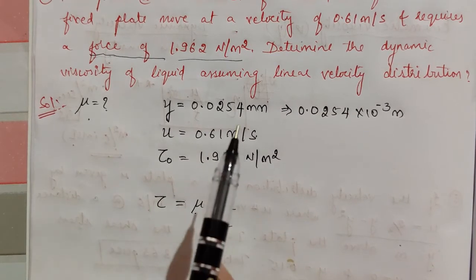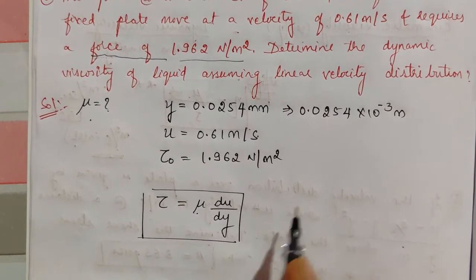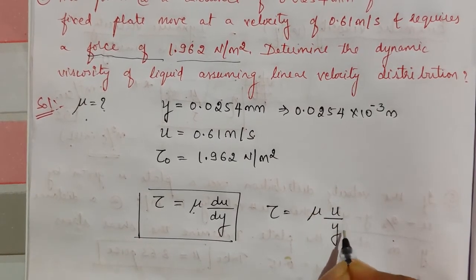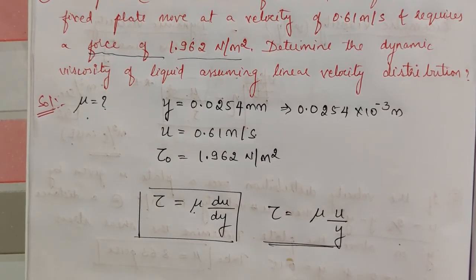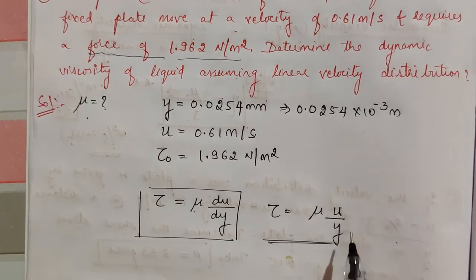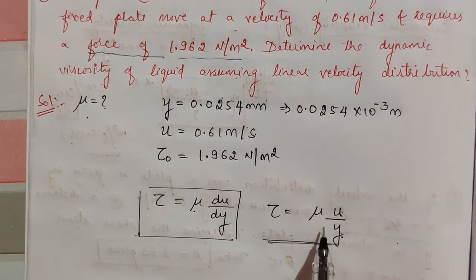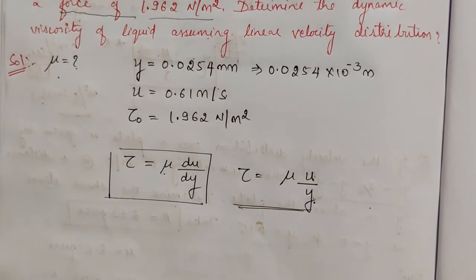But here only one plate is in this picture. So what we will take? We will not take the change. We will directly take tau is equal to mu into u by y. Okay. So in context with the two plates only we are talking. So one plate is fixed and another plate has to move. So since it is a single plate, the difference between them does not come, because there is only one unit. So you will take u by y. So it is distance, it is initial velocity. So for this thinking they have framed this question.